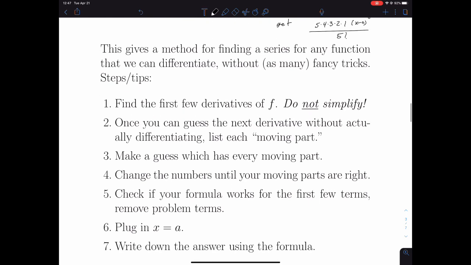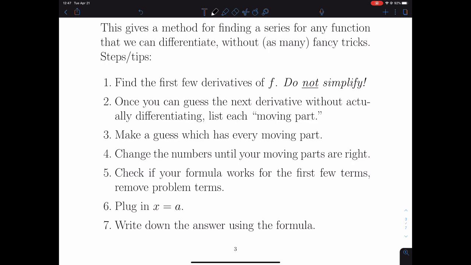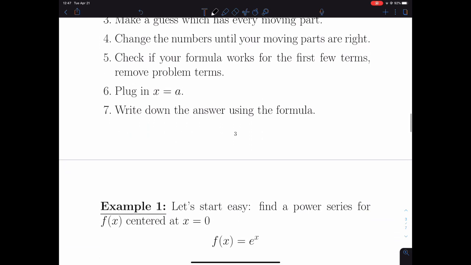There's a lot of steps here, but the process is fairly simple, except for step 3 and step 4. That's usually the hard part, and then people forget step 5. But basically, we're going to take a function, differentiate a bunch of times, don't simplify. Once you can guess the next derivative without actually differentiating, we're going to list off each moving part, make a guess which has all the right parts, fix your guess, then check if your formula works. Sometimes you're going to have to move off some terms. We'll talk about that later. And then plug in x equals a, and then just write down the answer. You can refer back to this as I'm doing it. I will try to refer back to it to make sure all my steps are numbered right.